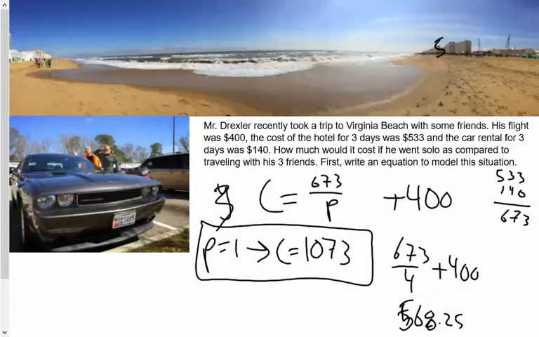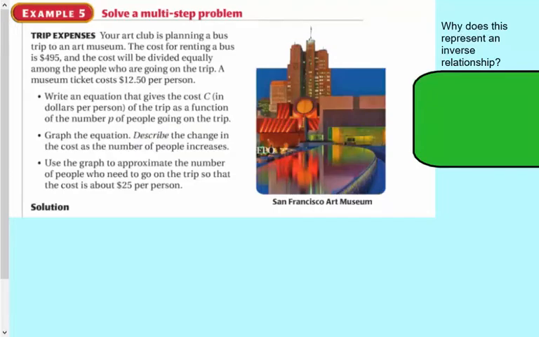So how much did I save by traveling with my friends versus going by myself? $1,073 minus $568.25, so I basically saved $505. That's how much I saved by traveling with my friends. So as the number of people on the trip increased, the lower the cost, which is why it's a rational function.